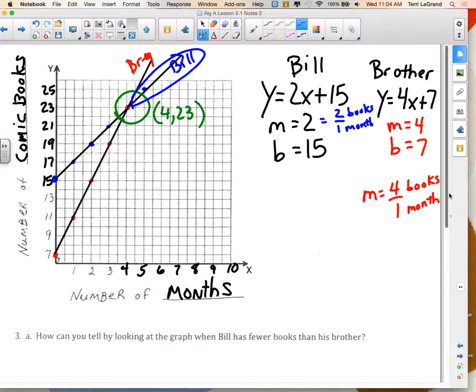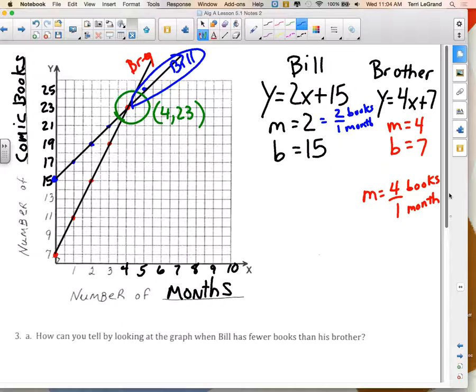For the y equals 2x plus 15, we went up 2 and over 2. Okay, but remember why? Because to go over 1 month, this is only a half a month, so I have to do 2 over. But yeah, you have to make sure that we are doing it right.